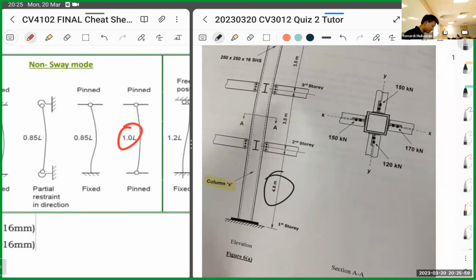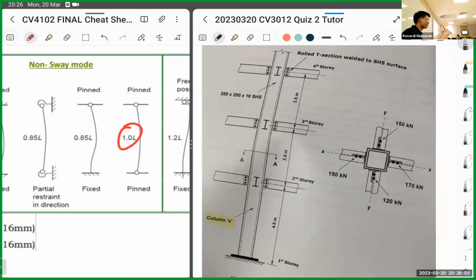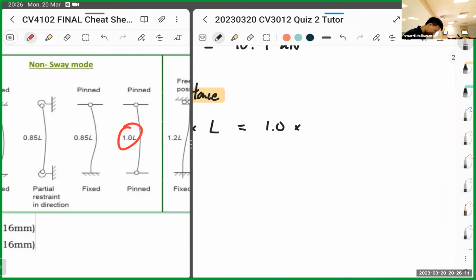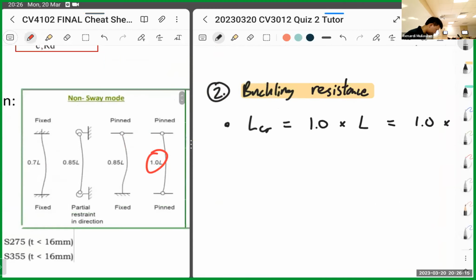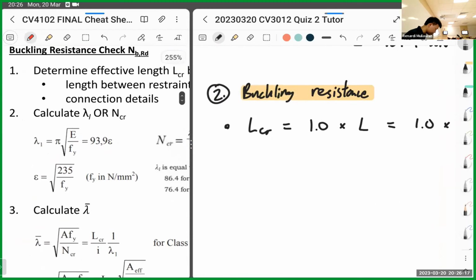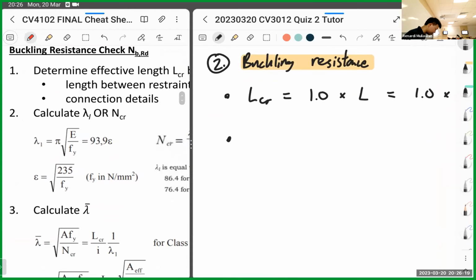Why is it 4.8? Because we're checking this column. We're not checking the column above it, we're checking the lowest column, because the lowest column is the most critical one. It carries the most weight. So it's 4.8 meters. Okay, let's go to step 2. Step 2, calculate lambda L or NCR. In this case, I usually do lambda L because it's easier to use.